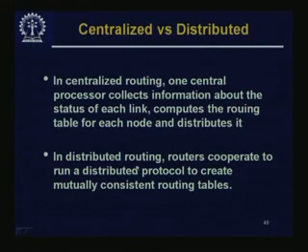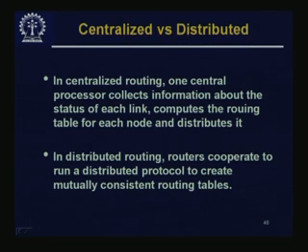Now, we will just quickly go through the different approaches to routing. One is centralized versus distributed. In centralized routing, one central processor collects information about the status of each link, computes the routing table for each node and distributes it. This is possible only in a small number of cases. It is not possible all the time, and obviously it is not possible over the entire internet, because such centralized routing would not scale.